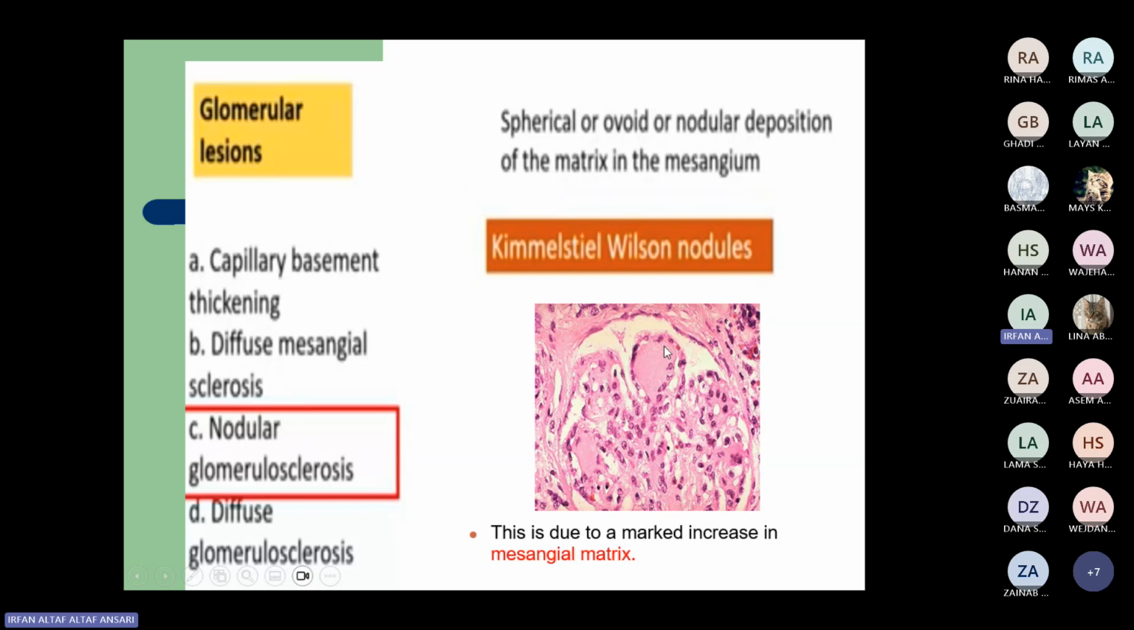You see spherical, globular or ovoid nodular deposition in the mesangium of the glomeruli. This is mainly because of acellular, pink, extracellular deposition in the mesangium, which is known as the KW nodule, or Kimmelstiel-Wilson nodule. This is due to a marked increase in the mesangial matrix. And this nodule is very diagnostic of diabetic nephropathy.